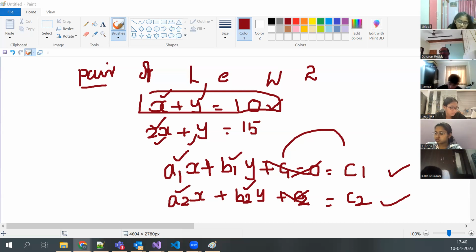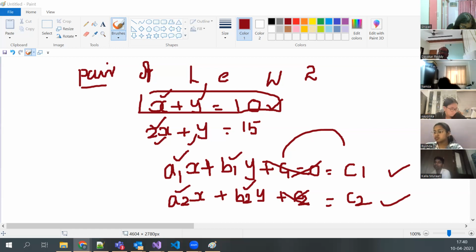Where a, b and c are real numbers, and a is not equal to 0 and b is not equal to 0. Is that clear till now? Yes.